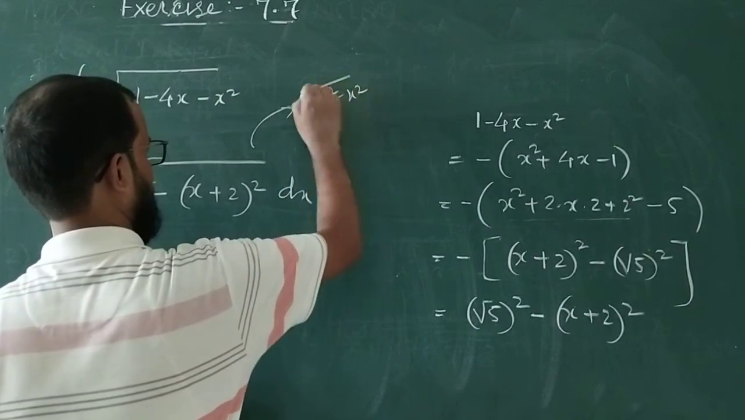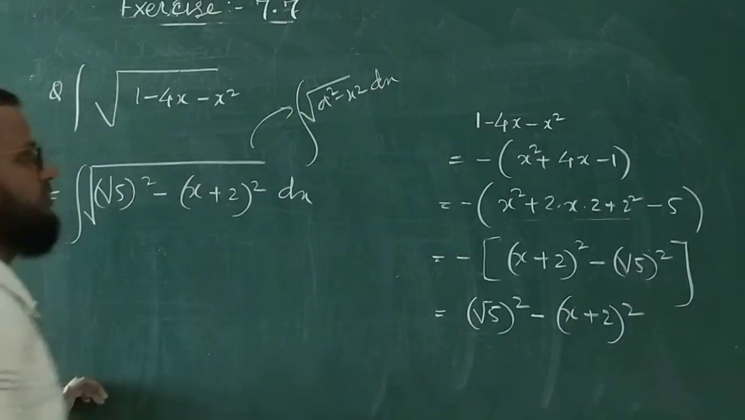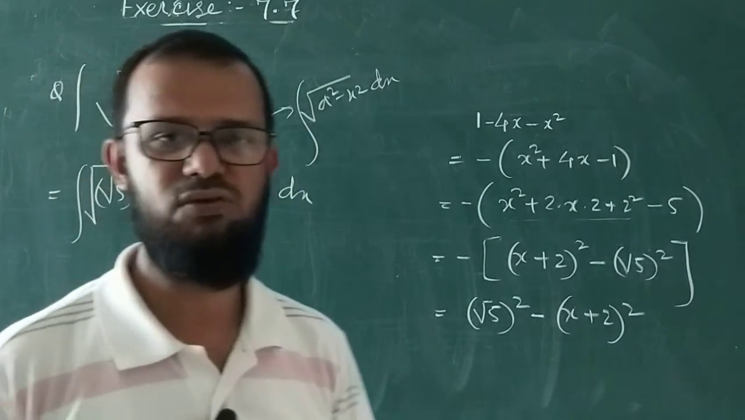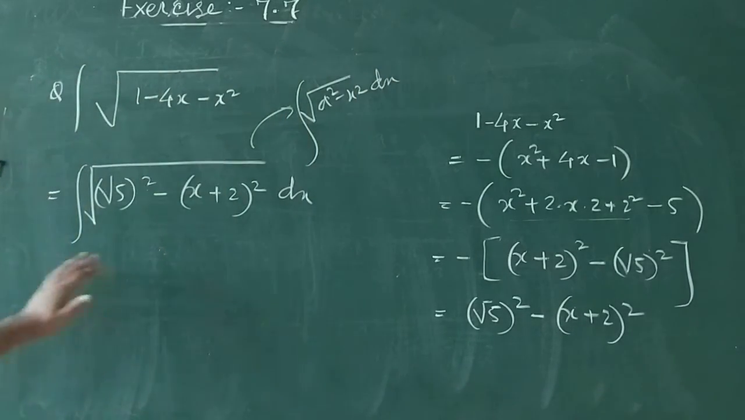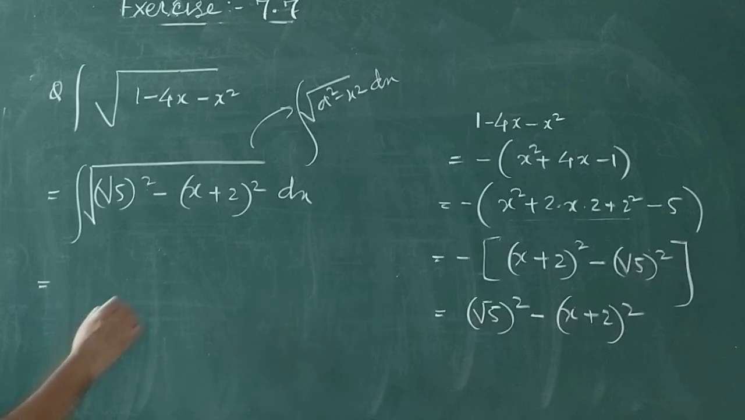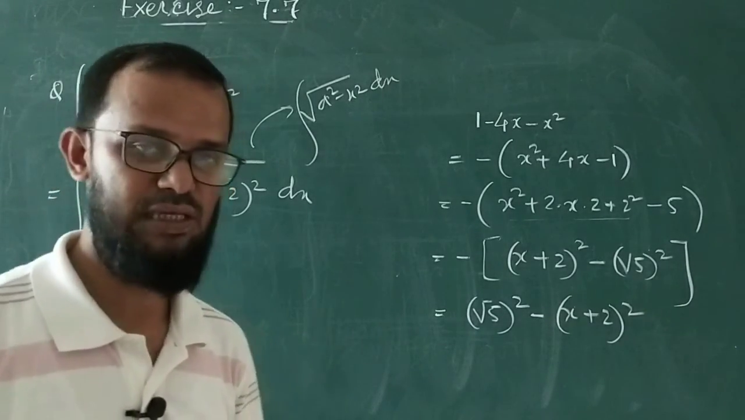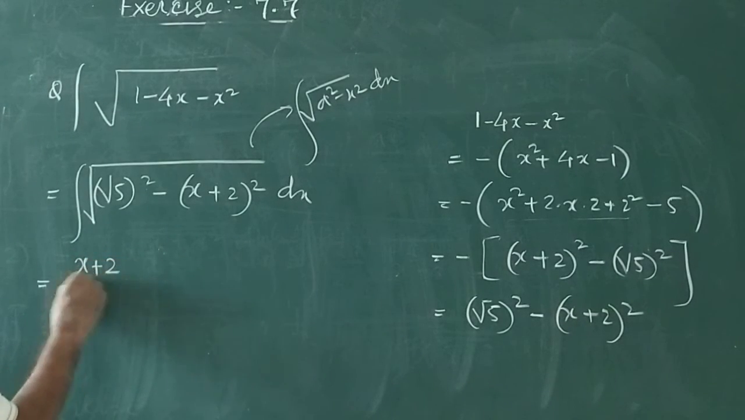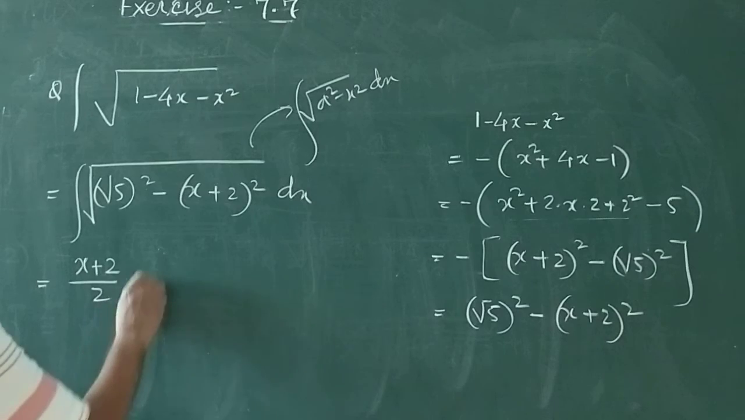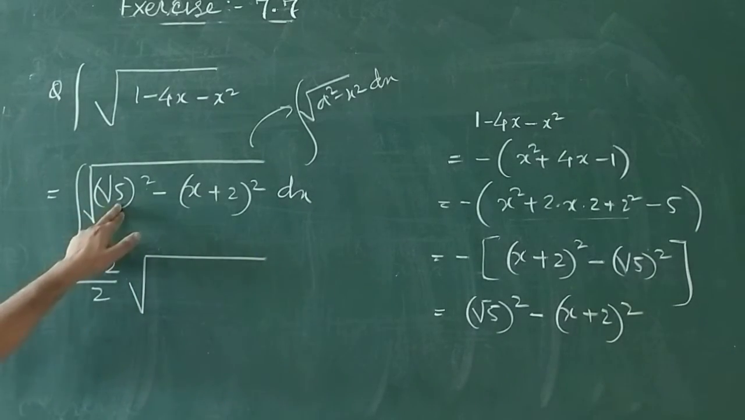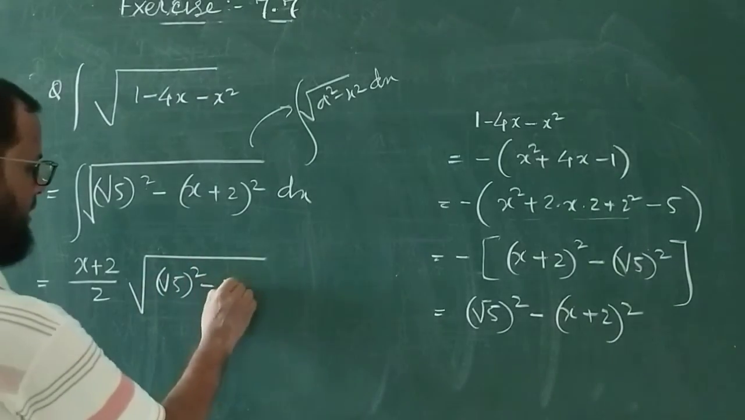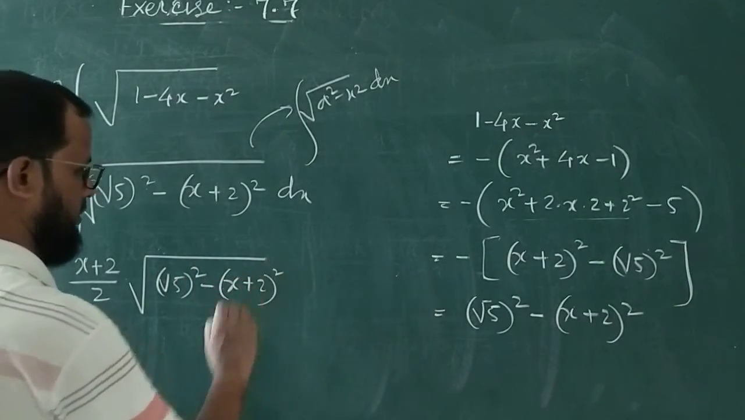And now this integral is nothing but of the form root over a square minus x square. Okay, and what is the formula? You know, x by 2 into root over a square minus x square plus a square by 2 into sine inverse x by a. So here we will use this formula. x is a linear term, x plus 2 is a linear term, so you can replace x by x plus 2, no problem. x by 2 means x plus 2 divided by 2 into root over root 5 whole square minus x plus 2 whole square.